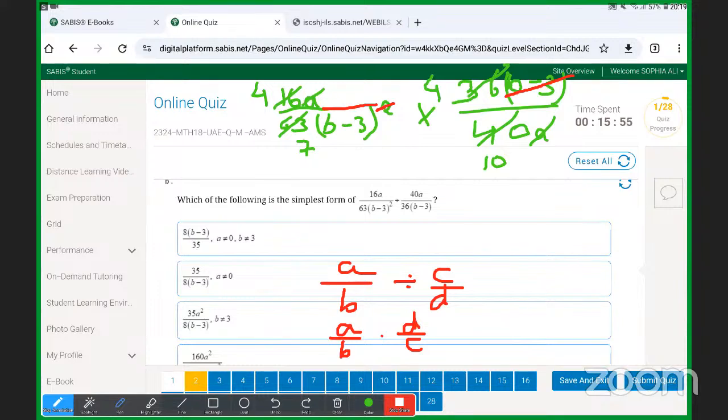Correct? Okay, show me. So we have here 36 divided by 9 is 4. 63 divided by 9 here is 7. And then we have 4. Okay, there's something else. When you divide here 16 by 4, it's 4. And when you divide 40 by 4, it becomes 10. But there is something else. You have 4 and the 10. They are even numbers, so of course they will have a common factor.